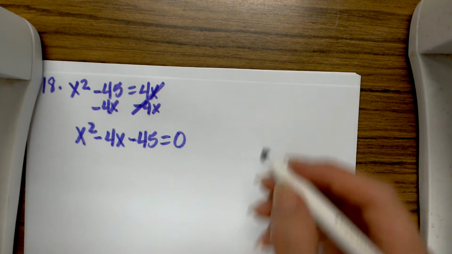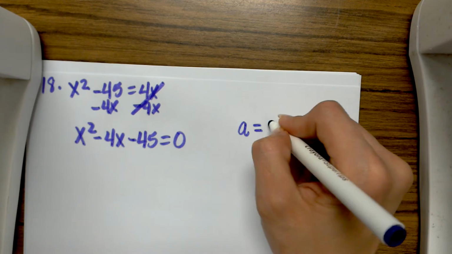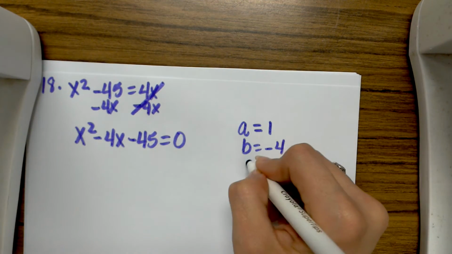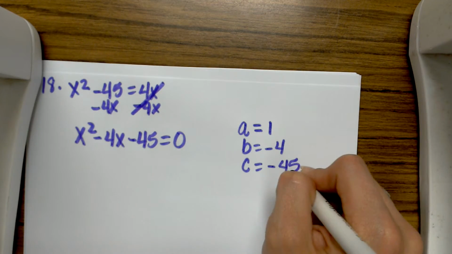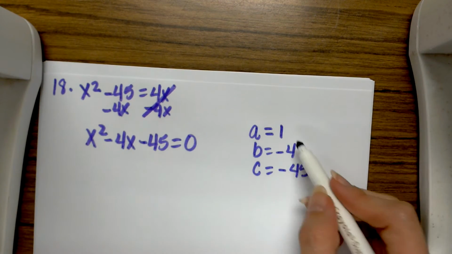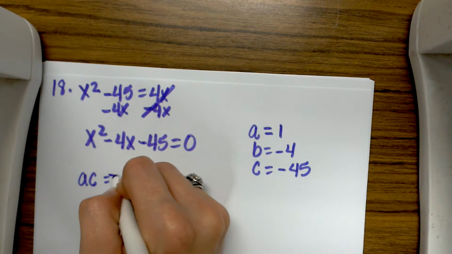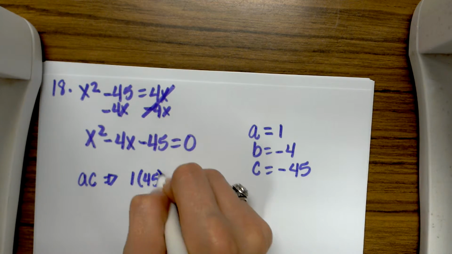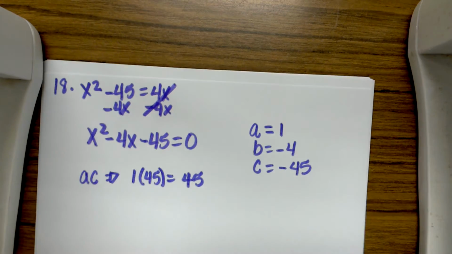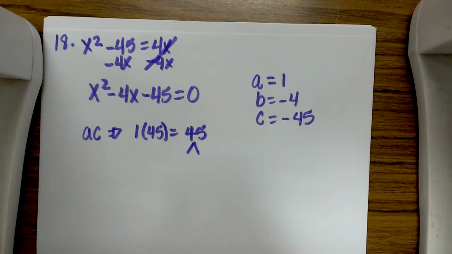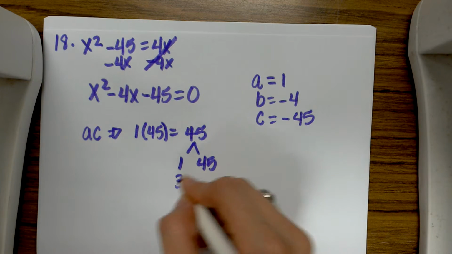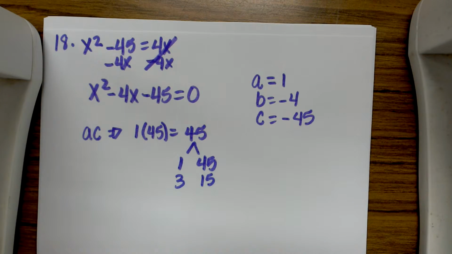Now we have to write down our givens. A is equal to 1. Now, what's 1 times negative 45? We need to multiply our A and C, so 1 times 45 gives me 45. Remember, right now we're not worrying about negatives. So we're going to figure this out. 1 and 45 are factors. 3 and 15 are factors. And 5 and 9 are factors as well.